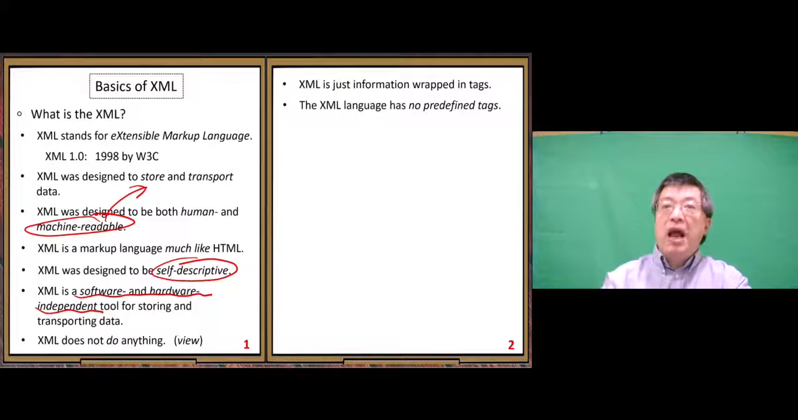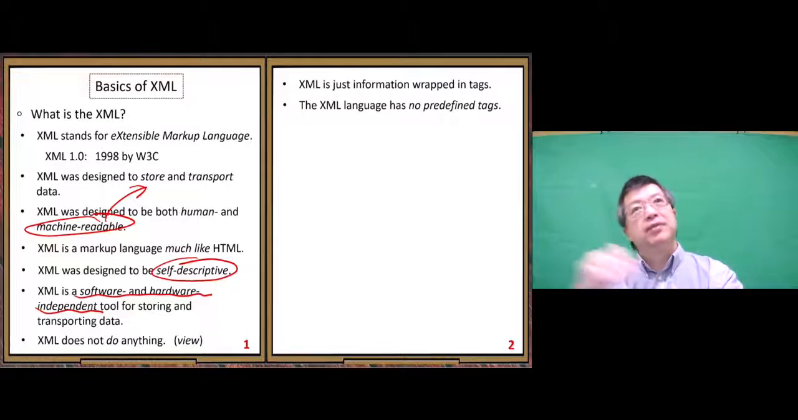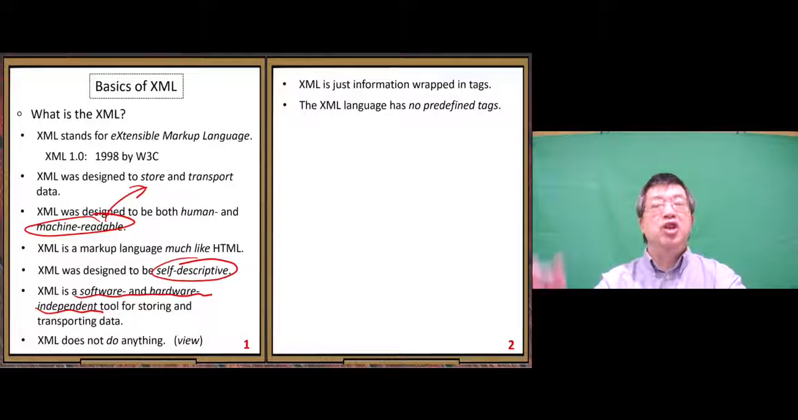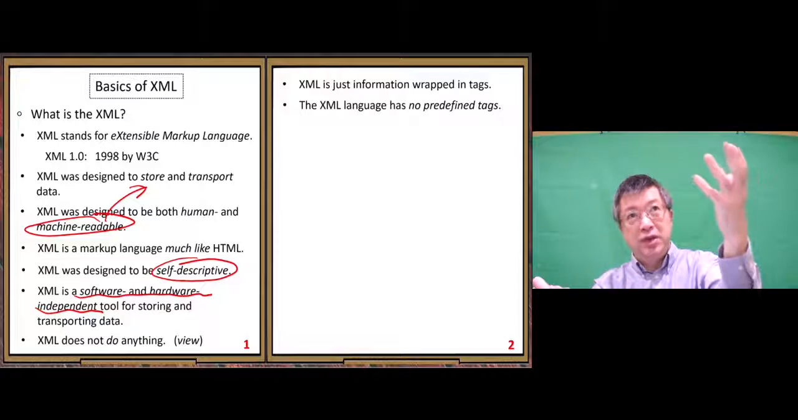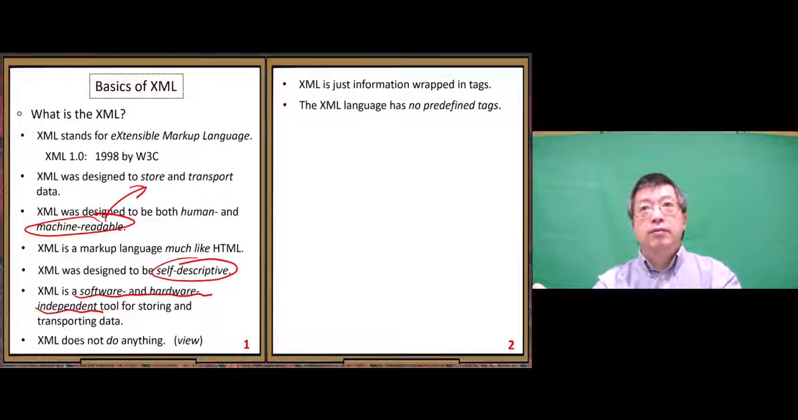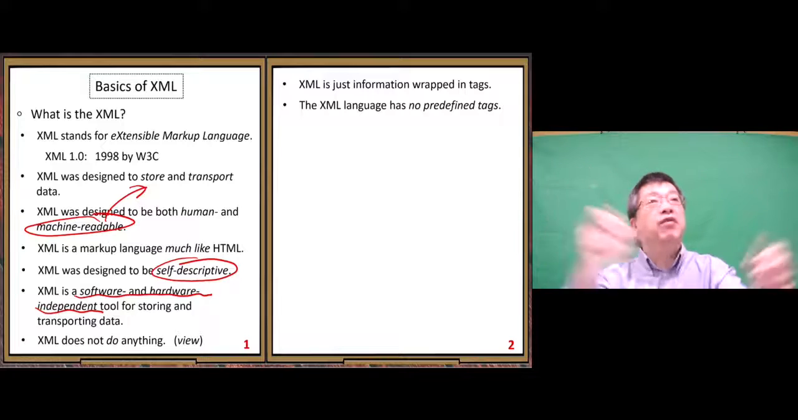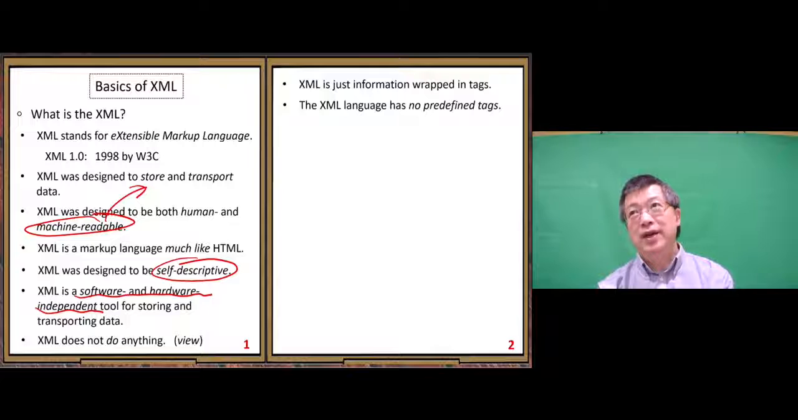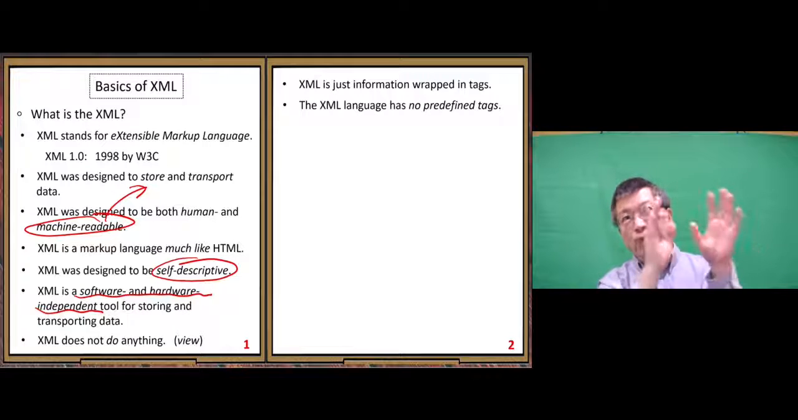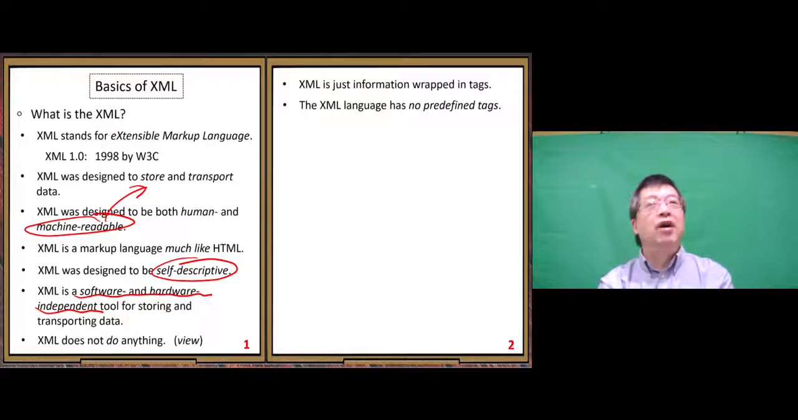The XML language has no predefined tags. This property is quite different from HTML. In HTML, all the tags we use are predefined, right? We cannot change anything. We have to use those predefined tags. We cannot create our own tags, right?